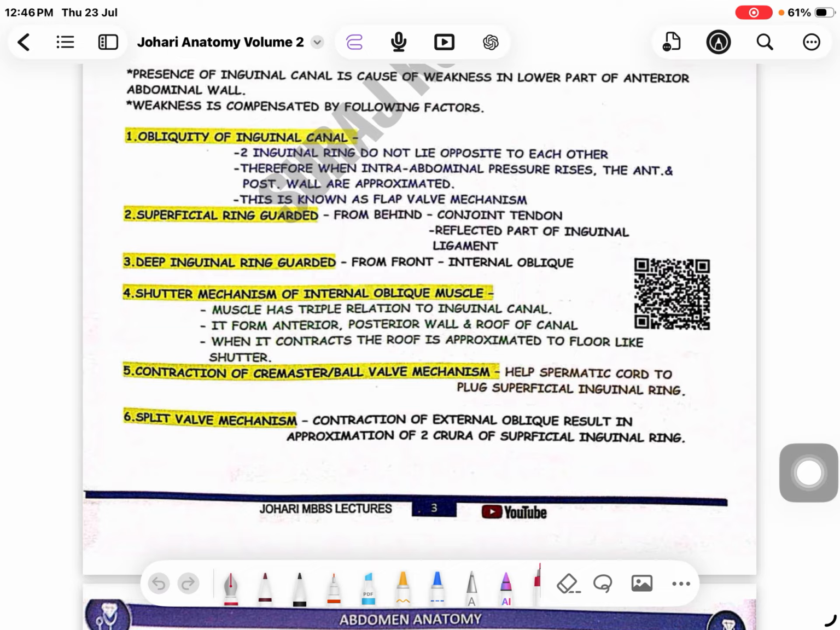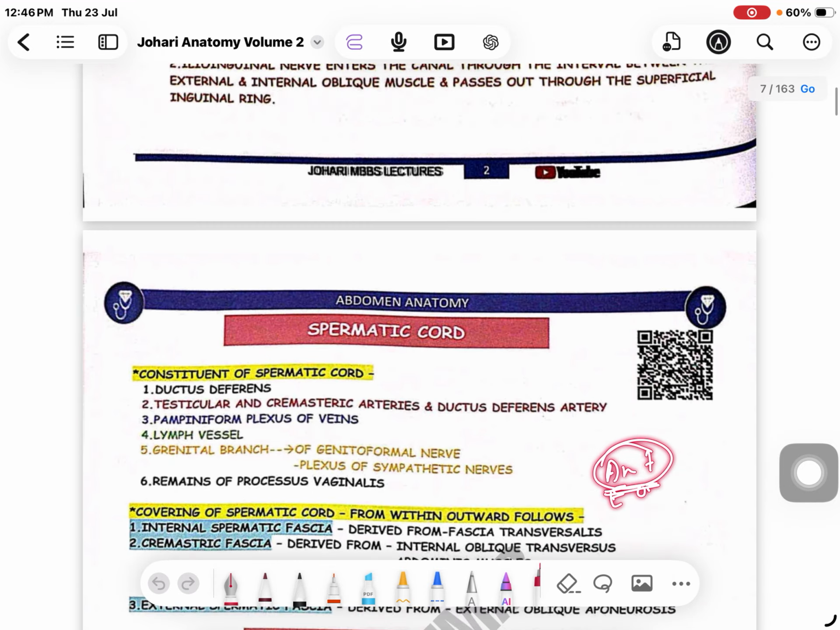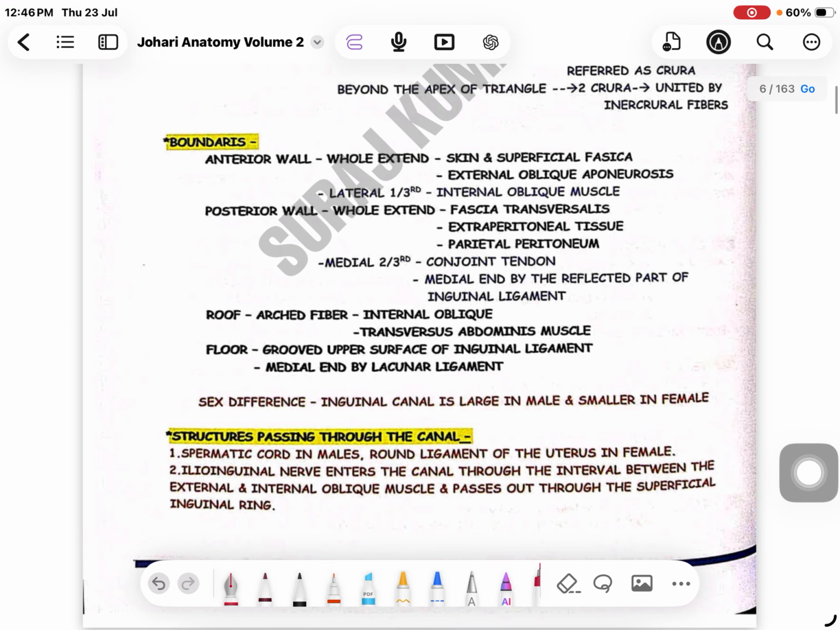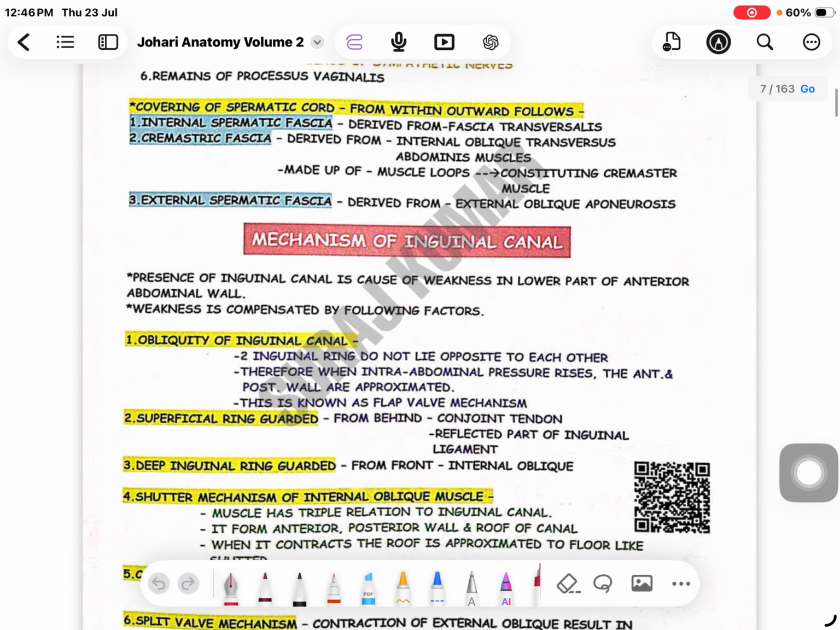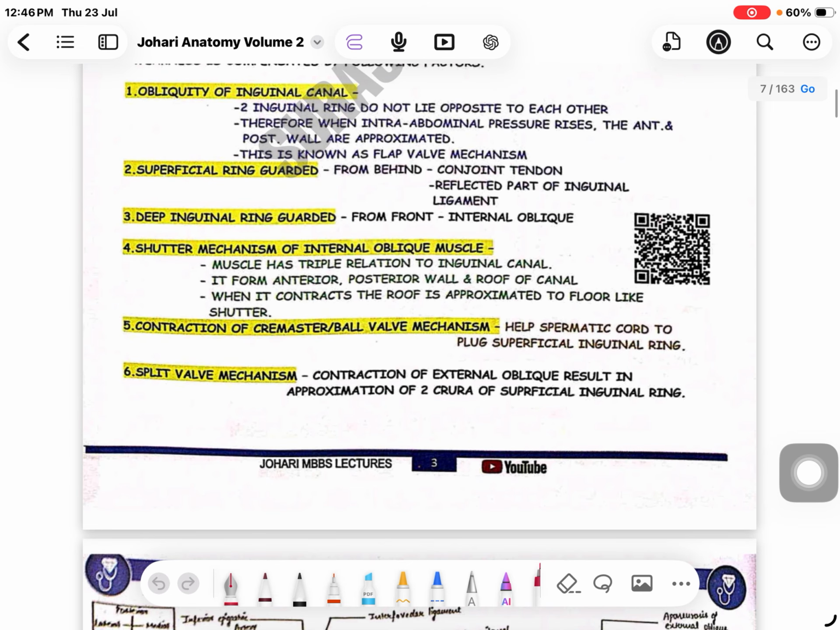See, in the internal oblique, where we have learned about it. First of all, we discussed the anterior wall. In the anterior wall, there was the external oblique muscle, and also there was the conjoint tendon of the internal oblique muscle. Okay, and in the posterior wall we have the internal oblique muscle. In the roof we have shown that it is the external oblique and internal oblique muscle. So it is having triple relations with the inguinal canal. So muscle has triple relation to inguinal canal. It forms anterior, posterior wall and roof of canal.